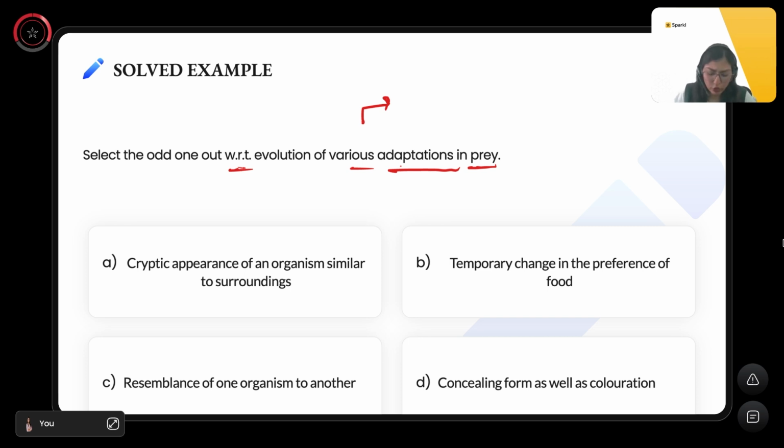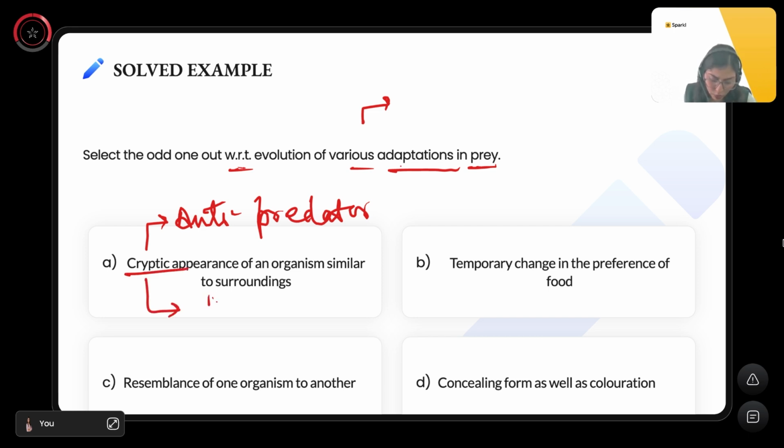Let us look at the first option here and then find out the answer. First option says cryptic appearance of an organism similar to the surrounding. Yes, this is seen in case of prey, because this is a very classic anti predator adaptation. Okay, so that has evolved by the prey over generations. And cryptic appearance, you can also call it as camouflage.